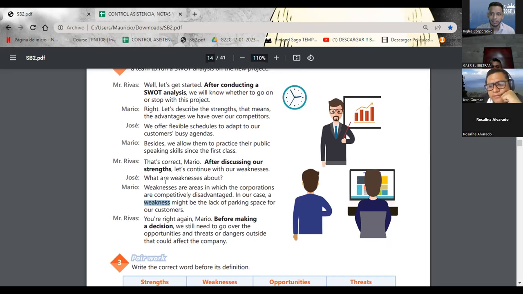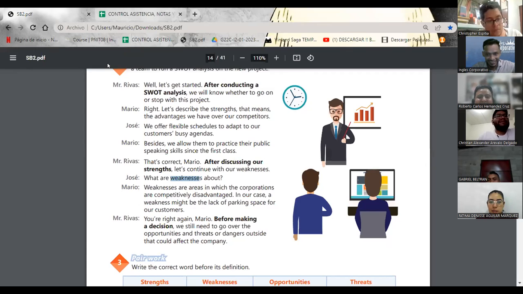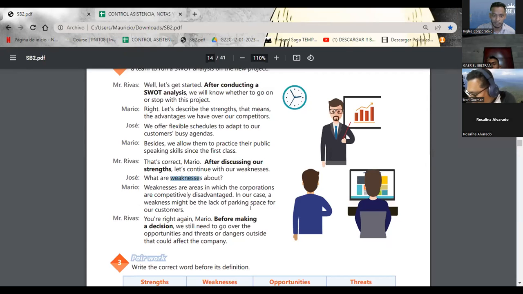Does weaknesses mean something like disadvantage? Probably so. Yes, it's the areas that you are lacking. So weakness, one. Weaknesses, 2, 3, 4, 5, 6, 7, etc. The pronunciation is weaknesses. Ah, there you go. Fantastic, excellent. Okay, very good.